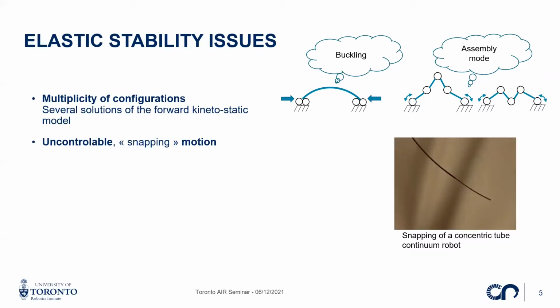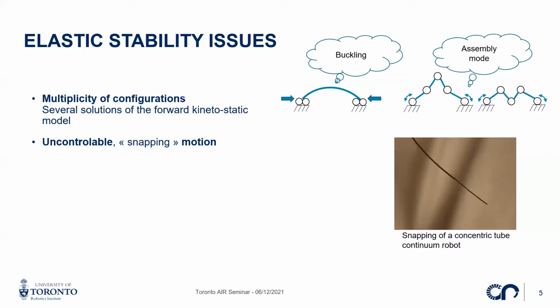During the motion, for specific design parameters and for specific actuation inputs, they can actually have multiple configurations for the same actuation values. And they can suddenly become unstable and snap from one configuration to another, as you can see on the video for a particular kind of continuum robot here. These phenomena are referred to as buckling in the structural mechanics community.